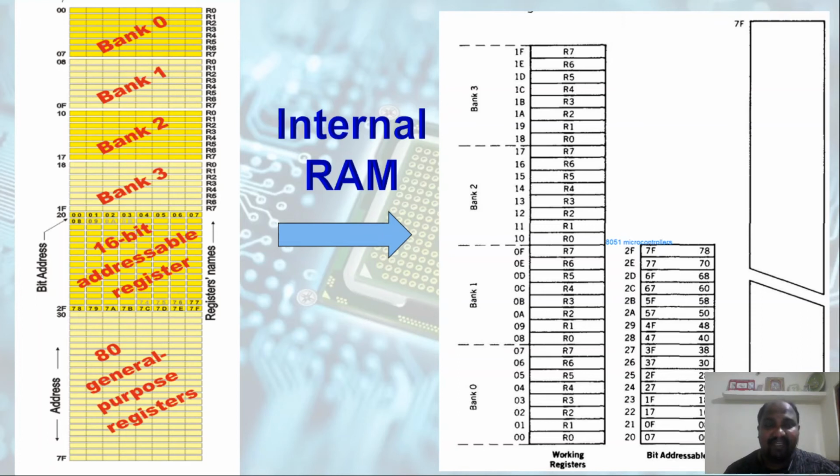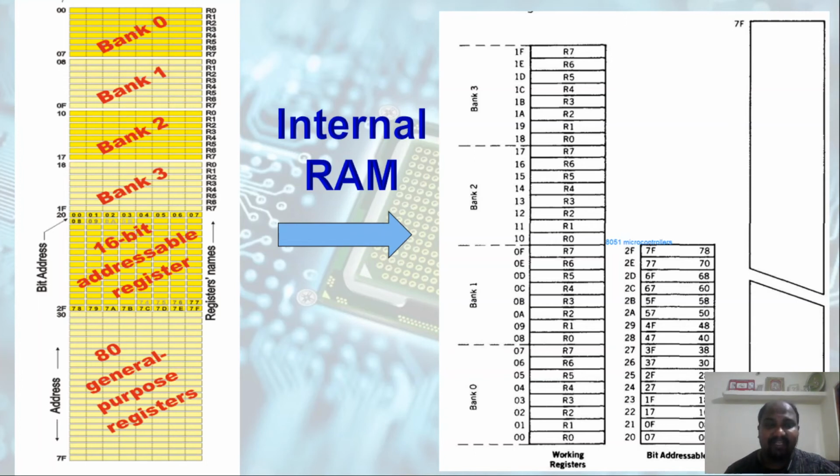So the register bank which we are using is selected by 2 bits of the program status word, that is register bank select 0 and RS1 bit. So by using these 2 bits we can select which bank we are using.